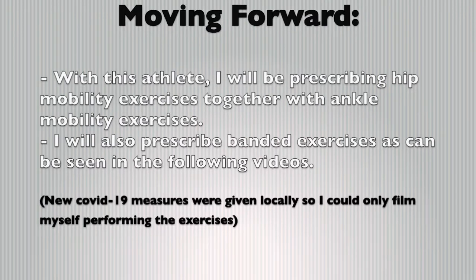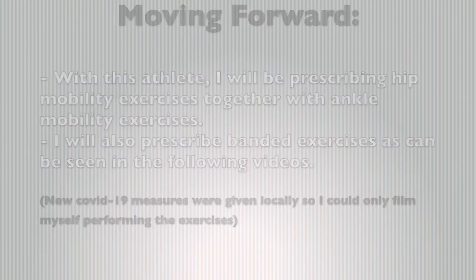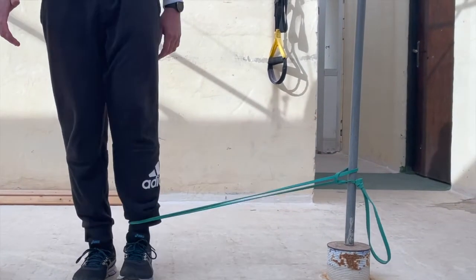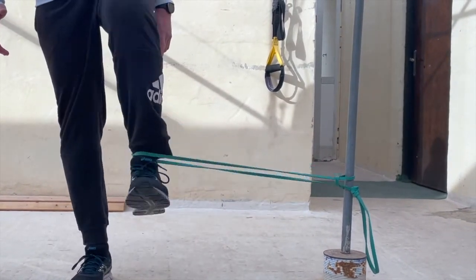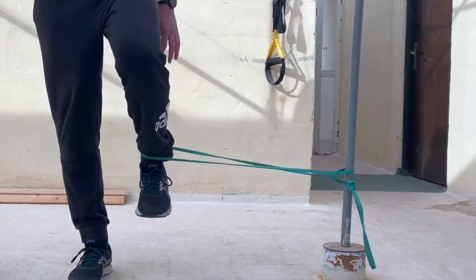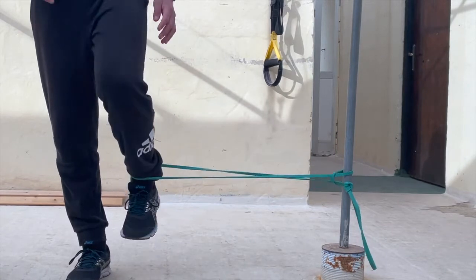Moving forward, this athlete will be focusing on improving hip and ankle mobility, together with performing adductor strengthening exercises such as the Copenhagen plank, and the exercises being shown in these clips. I had to perform and film myself performing these movements due to the new COVID-19 measures that were locally imposed since the clips of the athletes were first filmed.